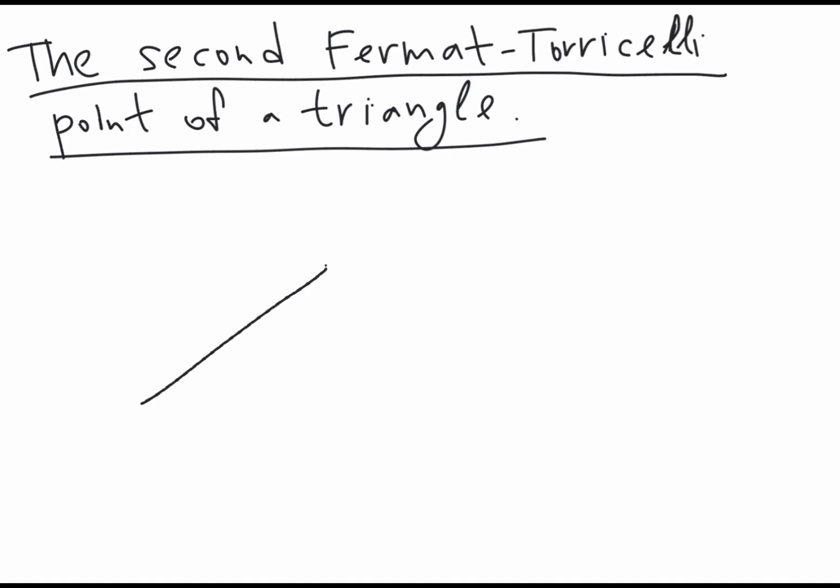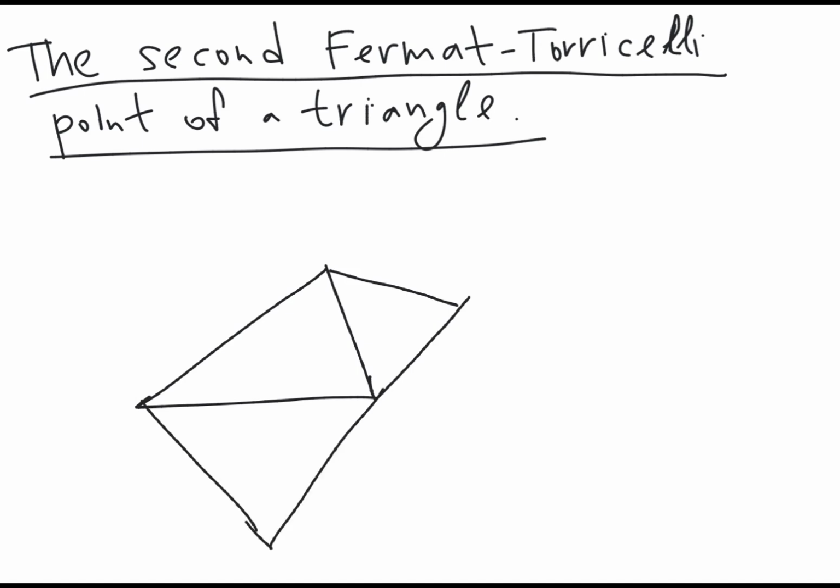Okay, in this video I'm going to talk about the second Fermat-Torricelli point of a triangle. Like in the previous video for the first Fermat-Torricelli point, similarly we have an arbitrary triangle, but now instead of constructing the equilateral triangles on the sides of this triangle to the outside, like for the first Fermat-Torricelli point we constructed these equilateral triangles like this, now we construct them to the inside.